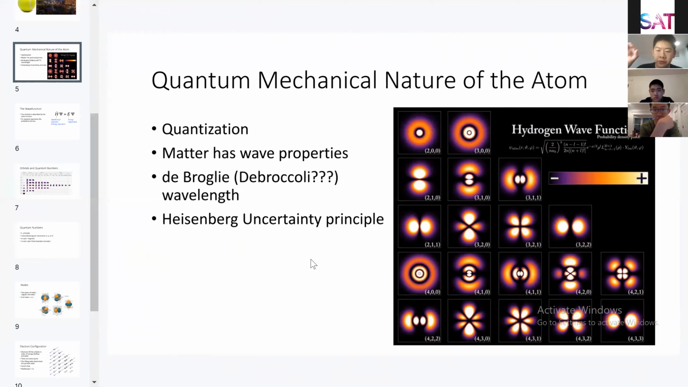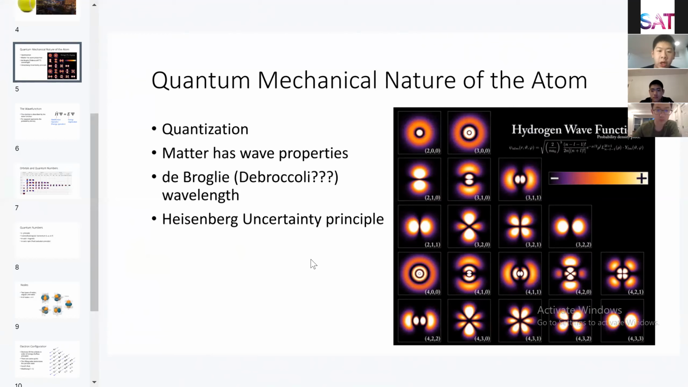It has to have very specific energies, these very specific energy levels, and it can only have those energy levels. It can't be anything in between. Okay? Does that make sense? Okay. The second major idea is that matter has wave properties.